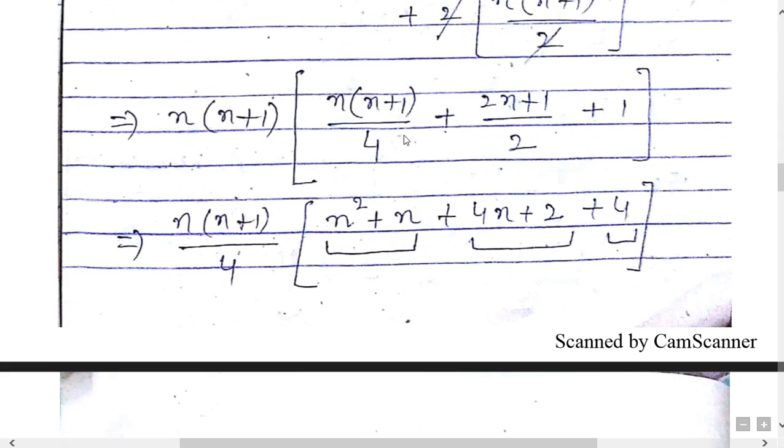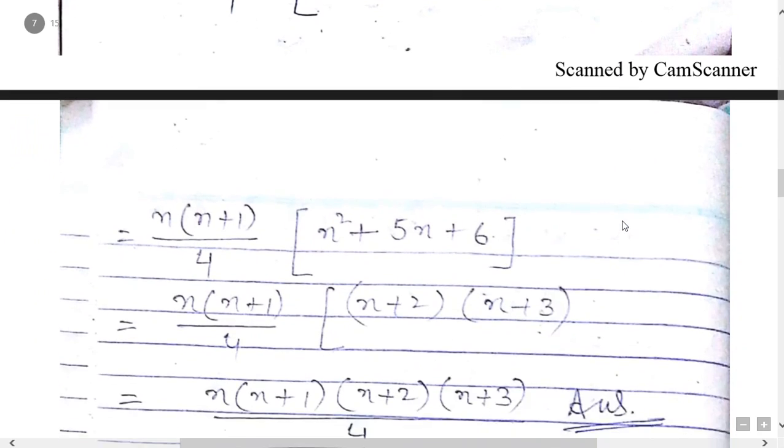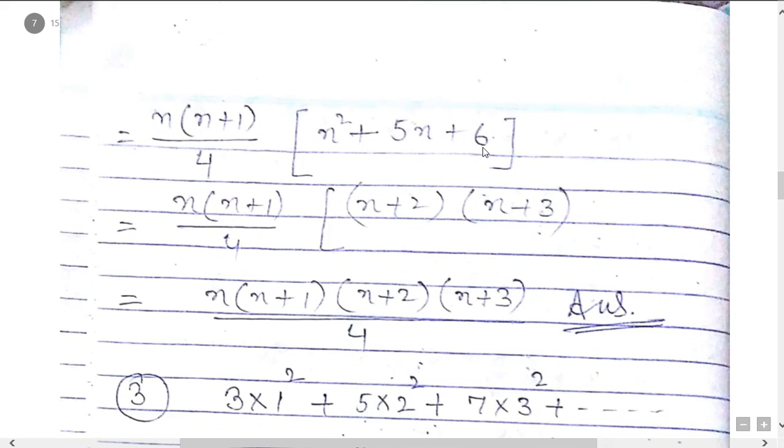Now take LCM. It's n square plus n, first term. And second is multiplied by 2 because already in the denominator 2 is there. And the last term is multiplied by 4. Now the answer is n square plus 5n plus 6. Okay, n square plus 5n plus 6.